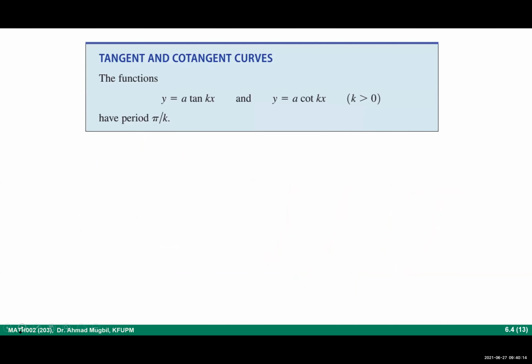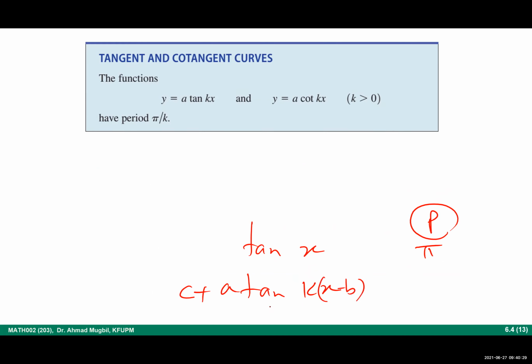Now the period. When we have tan x or cotan x only, the period is pi. But when you have tan kx, even if you have a plus c, or x minus b in general, the period will be pi over k. Pi over k. Remember that.